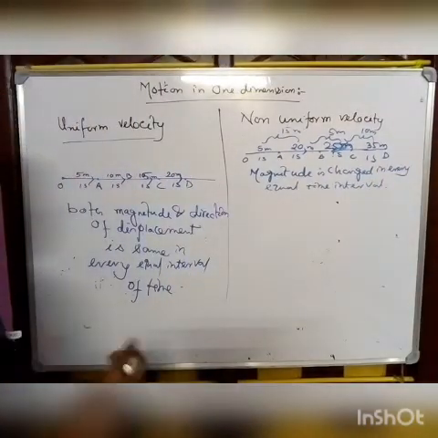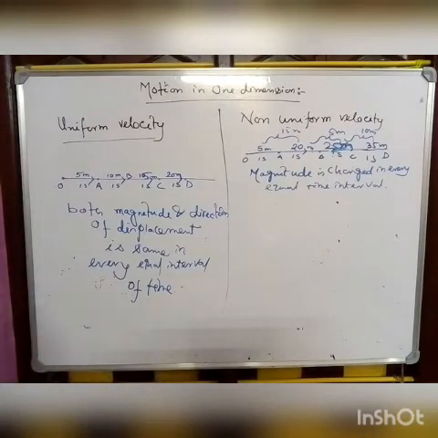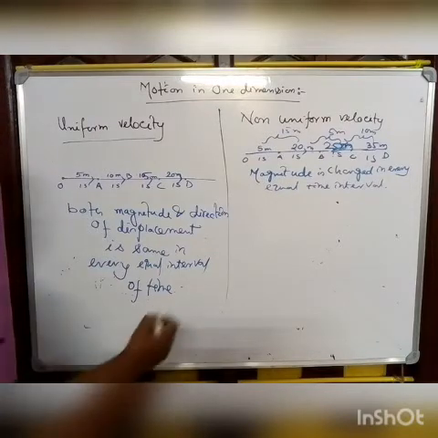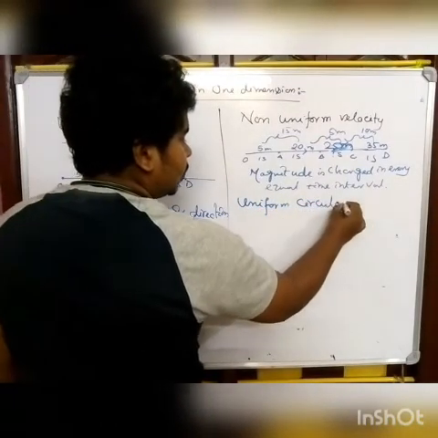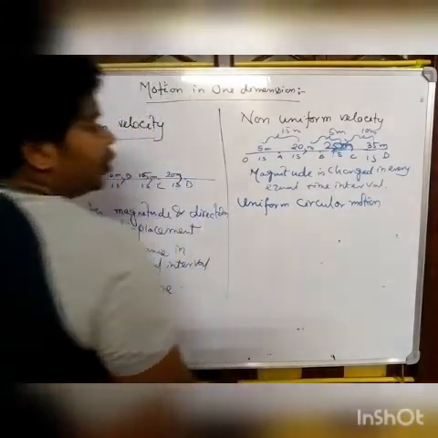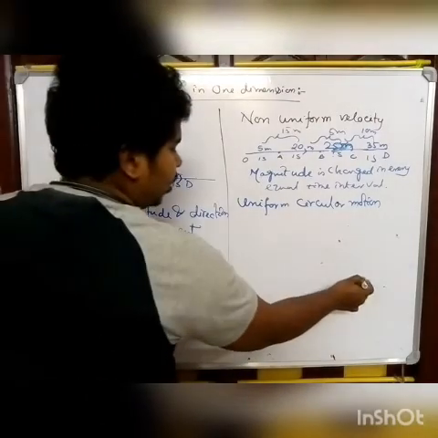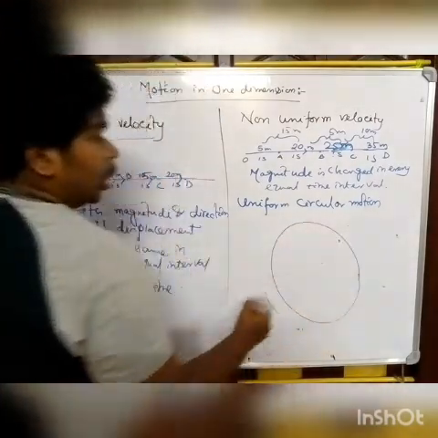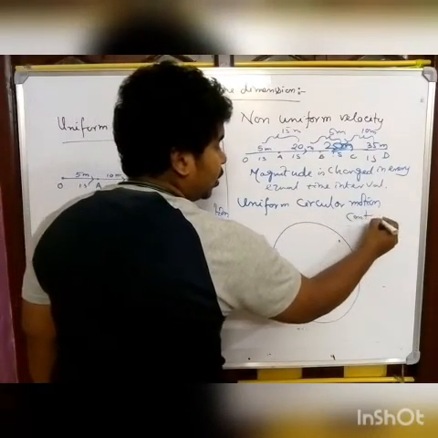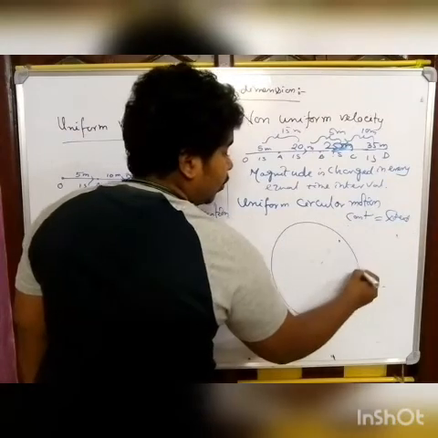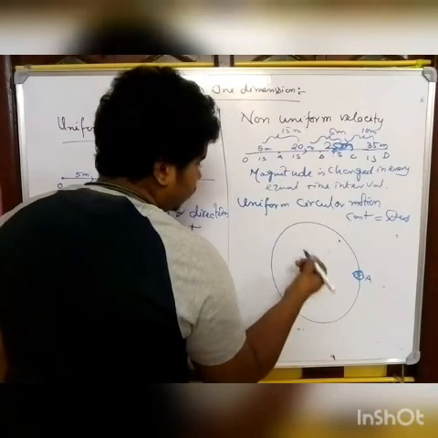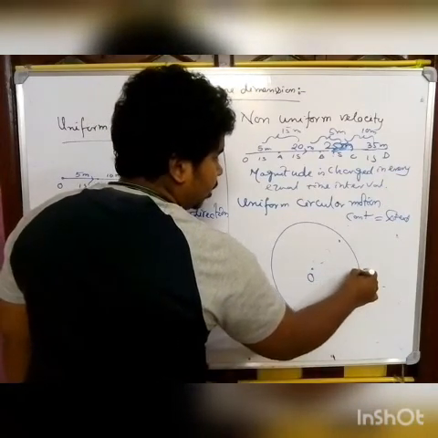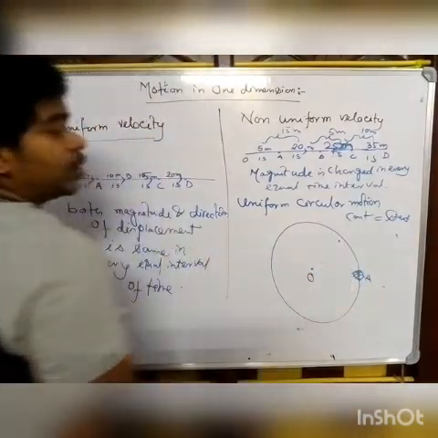It may be possible that the magnitude is the same, but the direction of velocity or direction of displacement is changed. If we are talking about uniform circular motion, what is uniform circular motion? If a body moves in a circular path with constant speed, assume a body is here, this is the center of the path, and the body moves in a circular path with a constant speed.